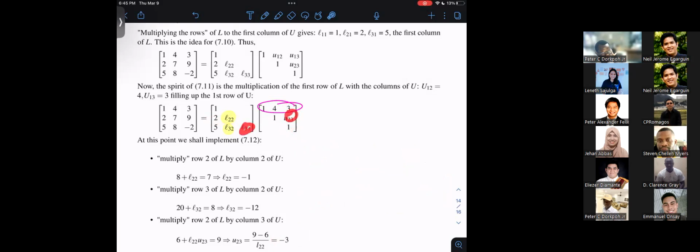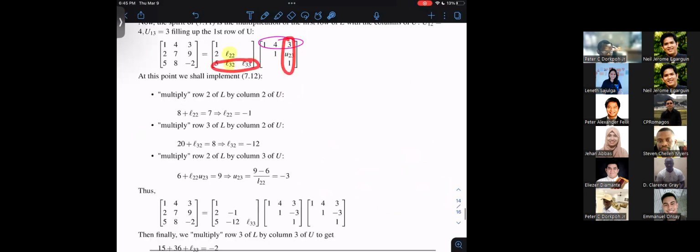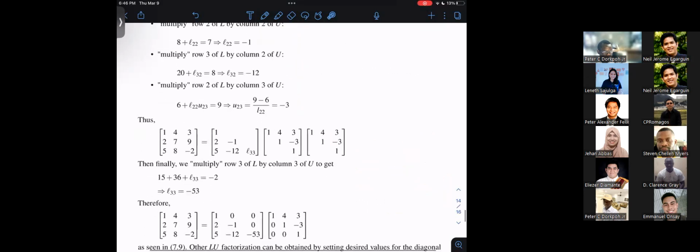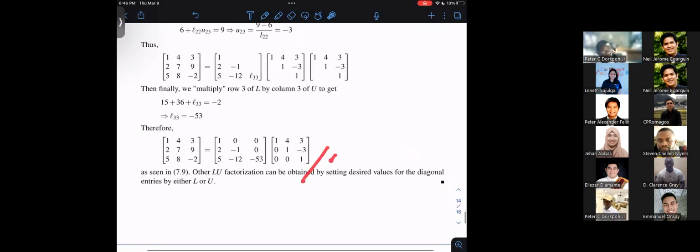So the last step is to find L33, but that's fine. To get the third column of L, you multiply this guy by this guy, right? And doing so will give us -53. And that will give you the Crout factorization, or the Crout LU factorization, of the matrix A.